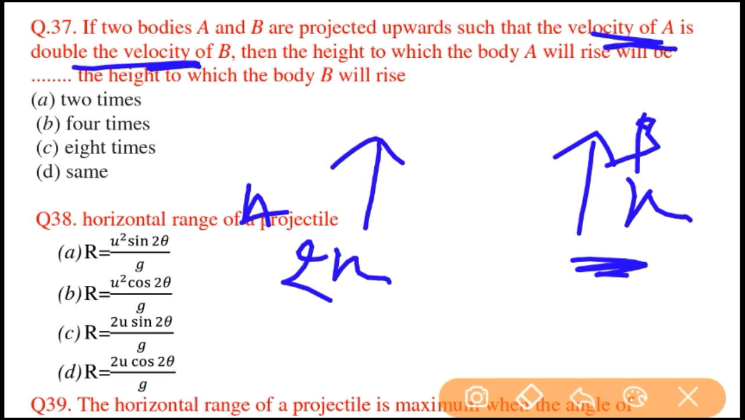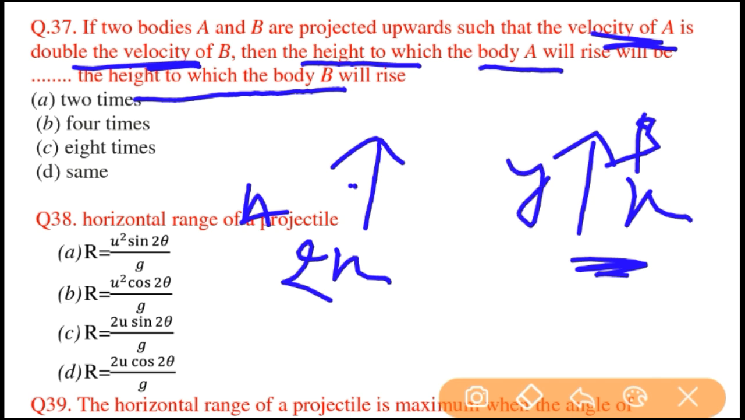Then we have to find the height to which body A will rise compared to the height to which body B will rise. Suppose body B rises y meter, then we have to find the height of A, which is 4 times. Option B will be the correct answer.